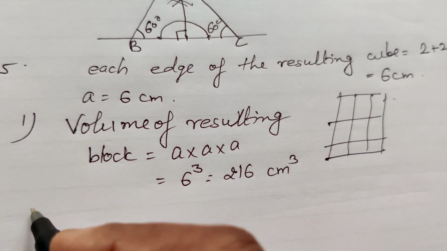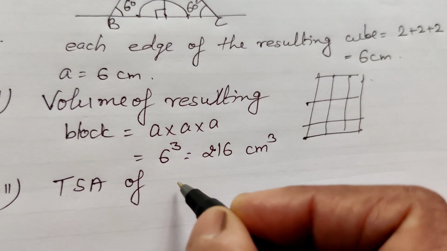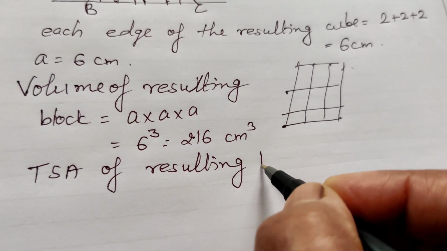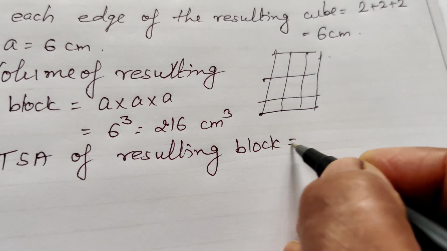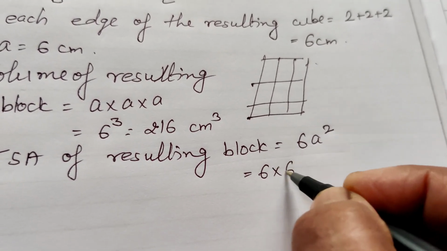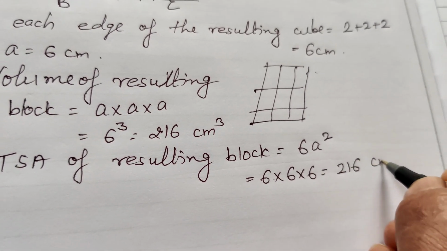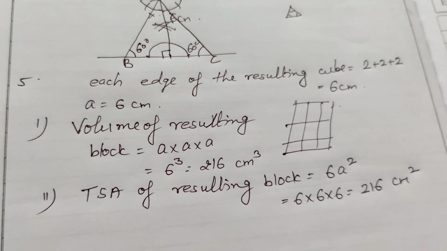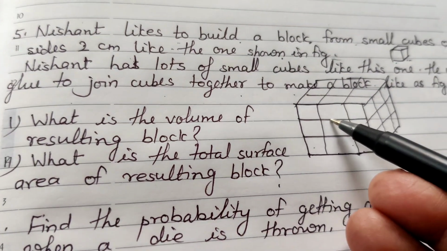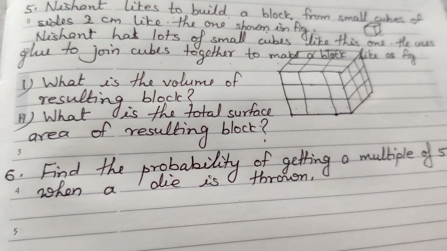Second, the total surface area of the resulting block or the cube. The total surface area is 6 into a square. It means 6 into 6 into 6. 6 into a square is also 216 square centimeter. Okay. Now the volume is 216 cubic centimeter and total surface area 216 centimeter square.